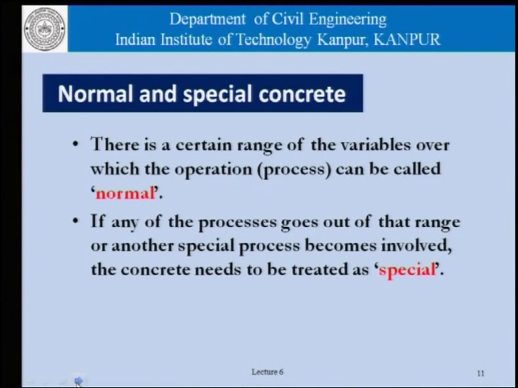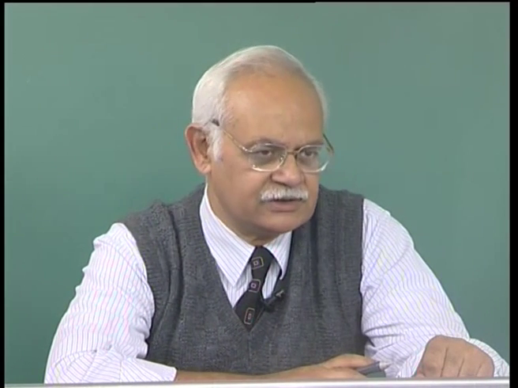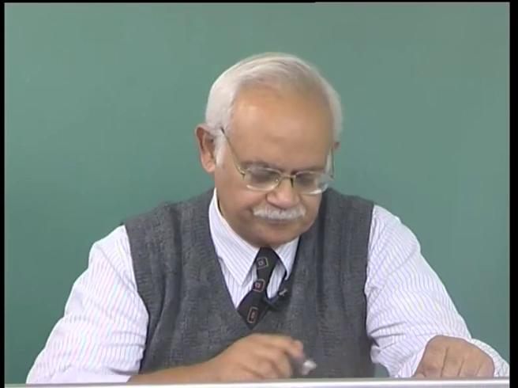A word about normal and special concretes. There has to be a certain range of the variables over which the operation or the process can be called normal, and if any of these processes goes out of that range or another special process becomes involved, the concrete needs to be treated as special. This is something which we must keep at the back of our minds when we are talking of properties and quality control, which involves testing of concretes. So, the discussion today would be largely confined to normal concretes.